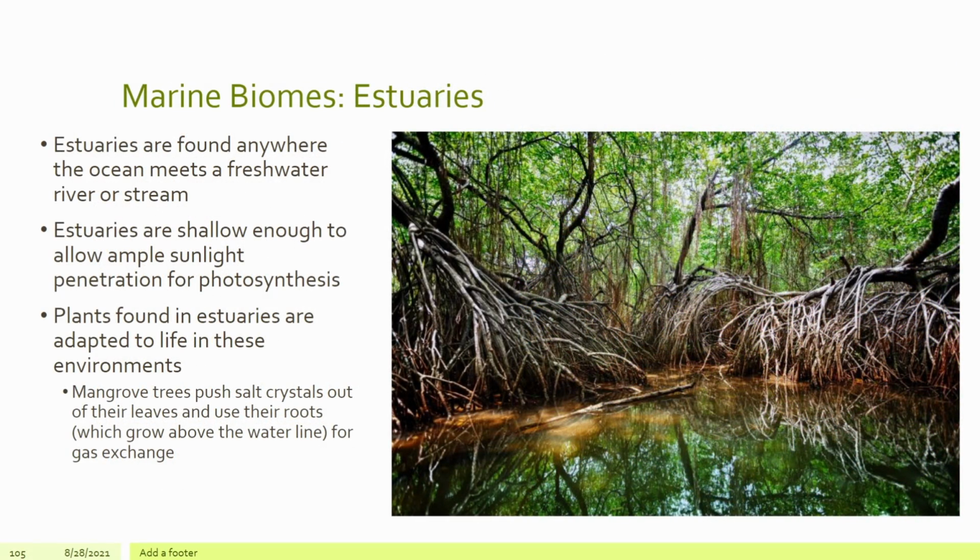Another marine biome is an estuary, and they're found anywhere the ocean meets a freshwater river or stream. Estuaries are shallow enough to allow ample sunlight penetration for photosynthesis, so they tend to have a much broader, very well-working photic zone. Plants found in estuaries are adapted to life in these environments, meaning they have to be able to withstand the salinity, or salt, in the water. Mangrove trees, for example, push salt crystals out of their leaves and use their roots, which grow above the waterline, for gas exchange.